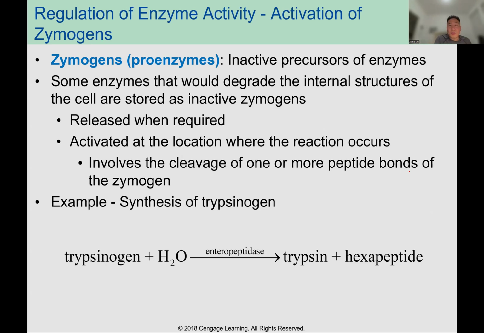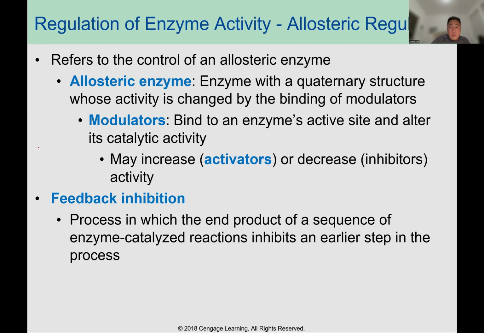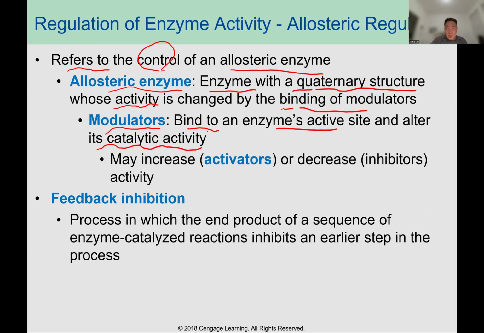Regulation of enzyme activity. So, zymogens are inactive precursors of enzymes. Regulation of enzyme activity also refers to control of allosteric enzymes. An allosteric enzyme is an enzyme with quaternary structure whose activity is changed by binding modulators. Modulators bind to the enzyme's regulatory site and alter its catalytic activity, so they may increase or decrease activity.